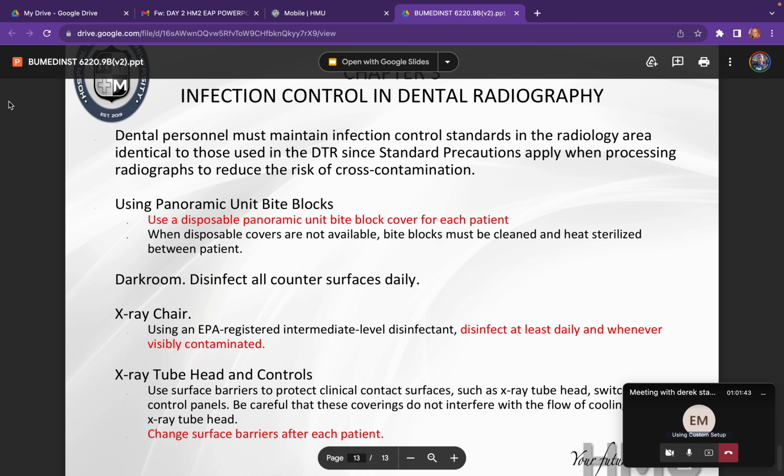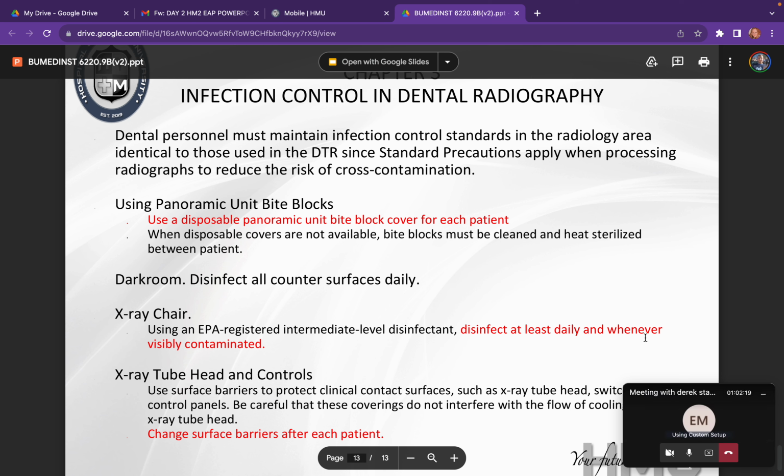If you've ever seen that, we sometimes have plastic hanging over all of those, the air water syringe and all those ejectors, so we don't have to keep wiping down so much between each patient. When disposable covers are not available, they must be cleaned and heat sterilized between patients. Dark room, don't worry about it. We don't do dark rooms anymore. It's not on the test. Dark rooms was before we had digital x-rays. If anybody's seen Stranger Things, that's what a dark room is. It's a little red room where they're developing and exposing the pictures.